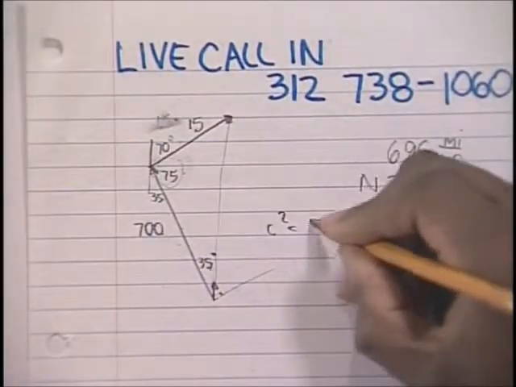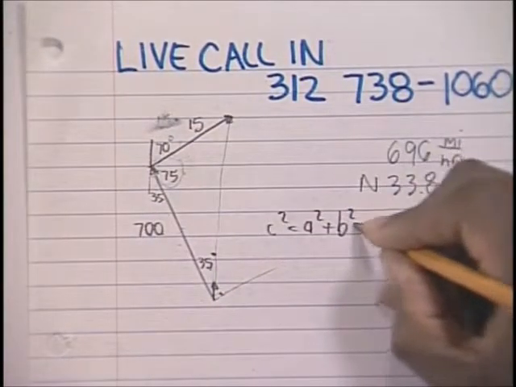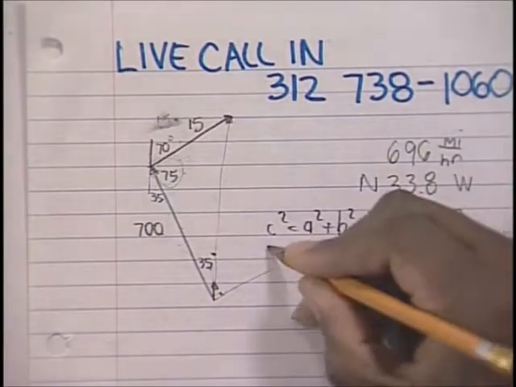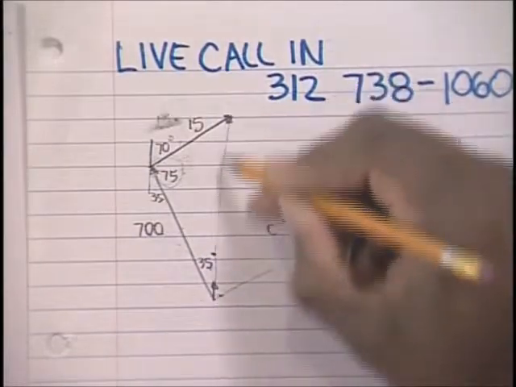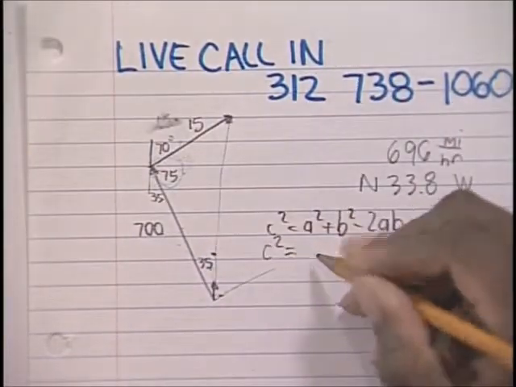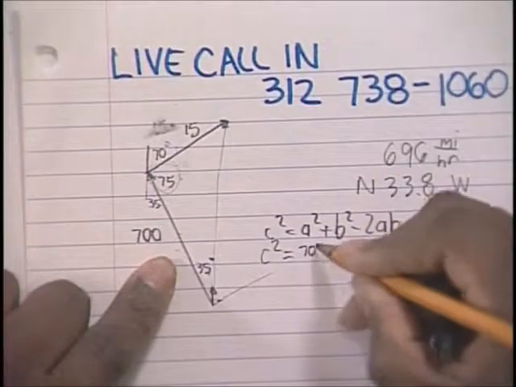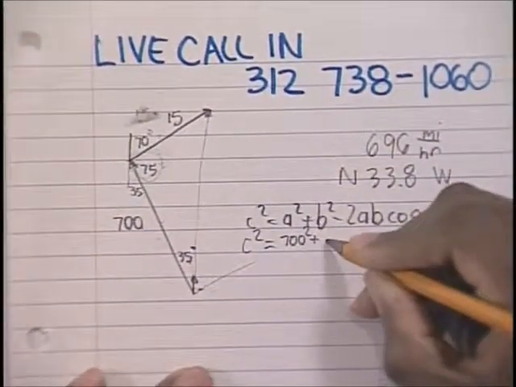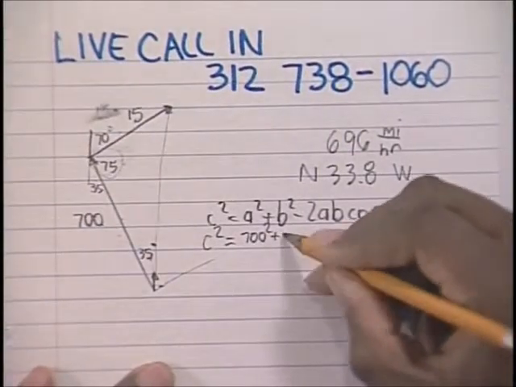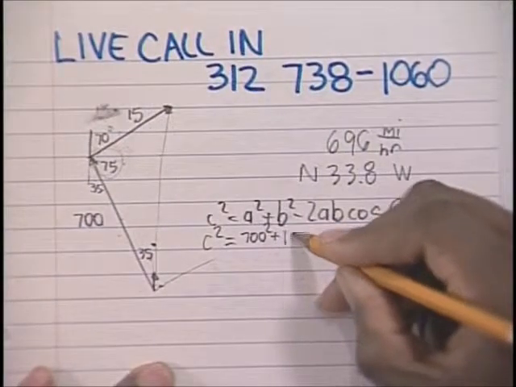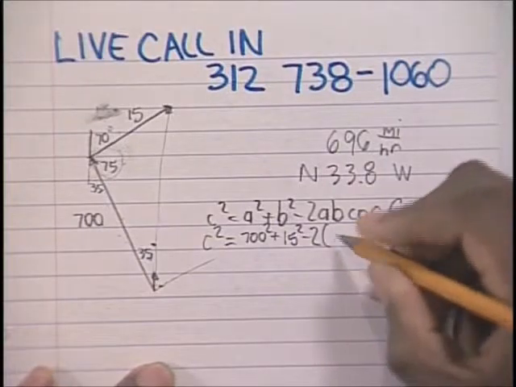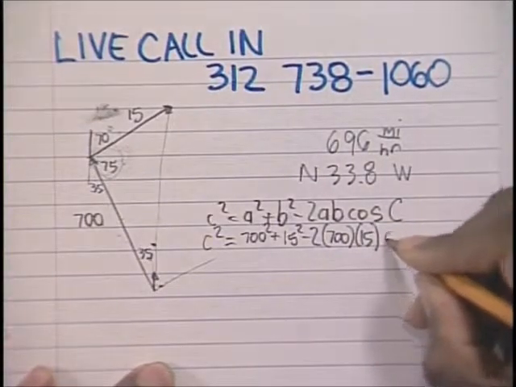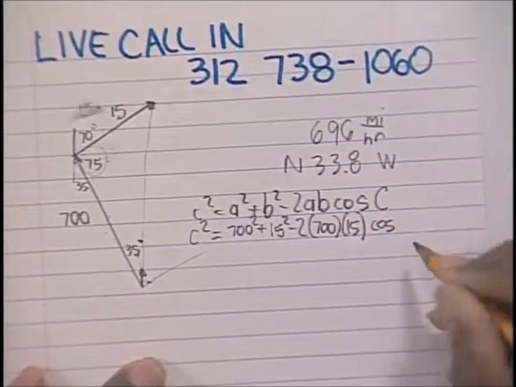So we got c squared is a squared plus b squared minus 2ab cosine of c. You want that resultant, so c squared is equal to 700 squared plus 15 squared minus 2 times 700 times 15 times the cosine of 75.